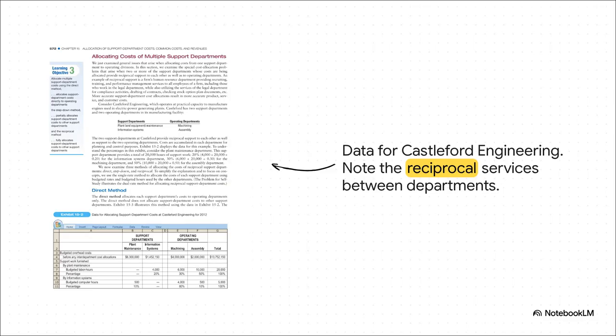Okay, enough theory. Let's make this real. Meet Castleford Engineering. They have 2 support departments we care about: plant maintenance, let's call it PM, and information systems, or IS. PM's direct costs are $6.3 million. IS's are about $1.45 million. But here's the key. PM uses 10% of IS's services, and IS uses 20% of PM's services. That right there, that's our reciprocal relationship.